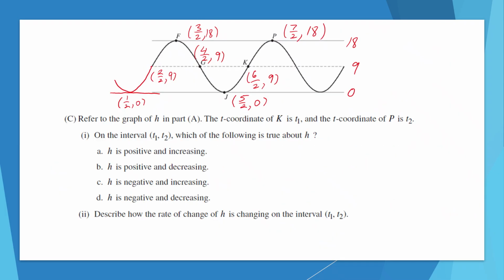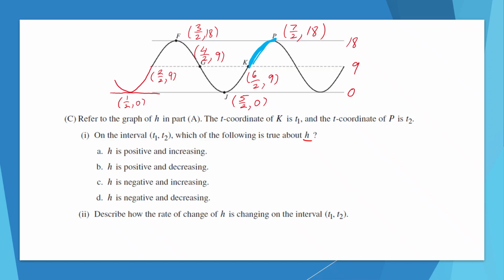All right, so part C is going to ask about one segment of this graph. So here we are looking from K to P. So I always like to highlight the portion of the graph that we're looking at, which is that blue segment right there. And then which of the following is true about H, which is from K to P?